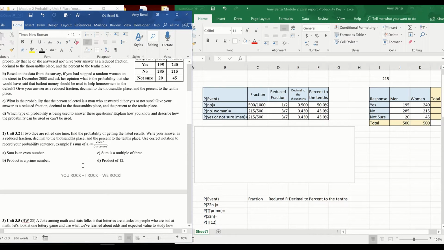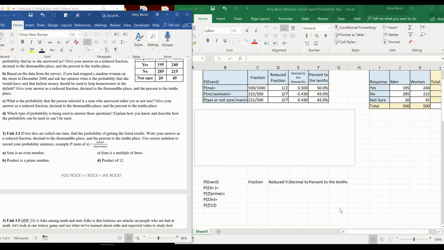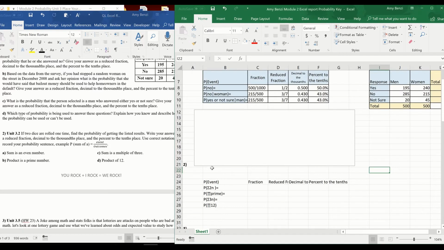So on number 2, it says that we're going to take 2 dice. And when we did this in module 1, we only cared about the sum of the dice. In this case, we care about both the sum and the product. And we're going to find the probabilities of different outcomes happening. So I have gone ahead and typed in all of this information, as you already know.